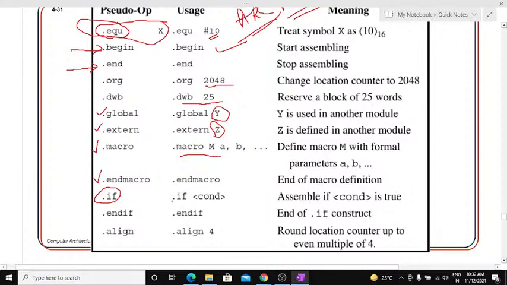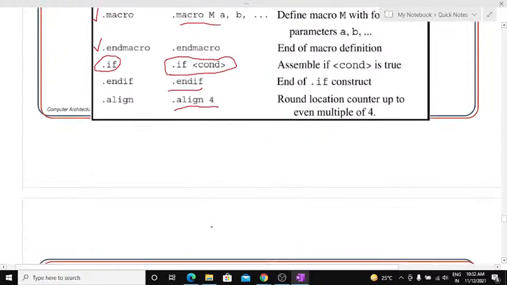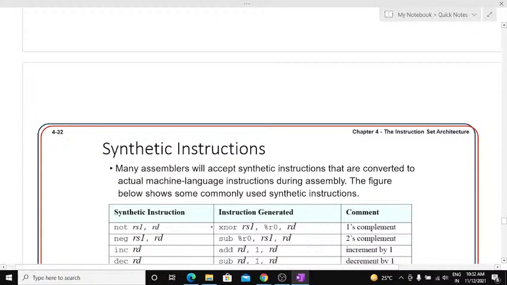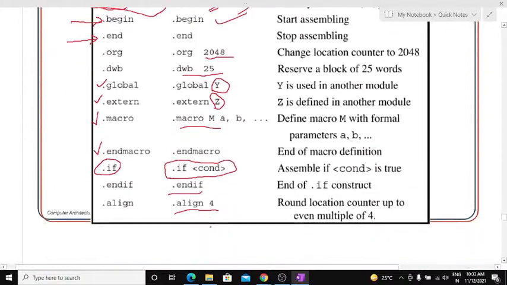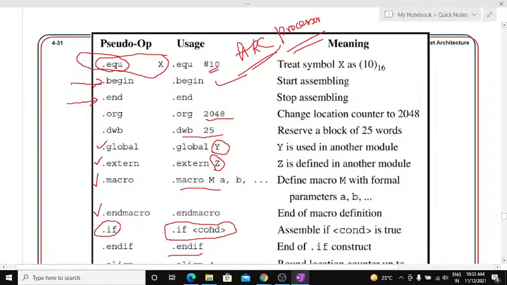With .if, the condition means we are writing a pseudo operation, like pseudo code. I think you know pseudo code means step by step instructions. Then .endif, and .align means round the location counter up to an even multiple of 4. Okay, so these are some pseudo instructions. In this particular syllabus, not all instructions are given; very few important pseudo operations are mentioned.